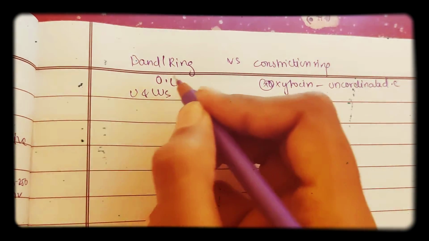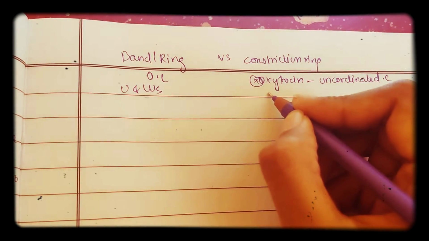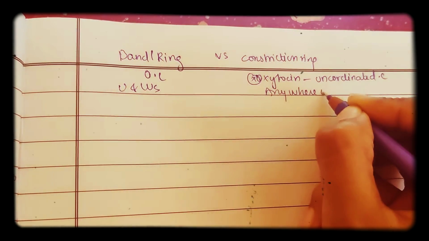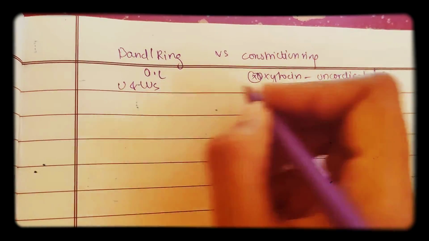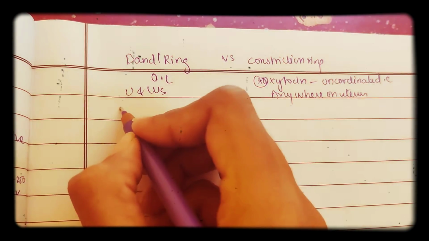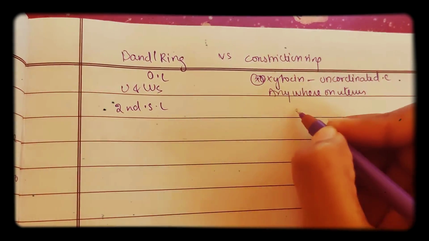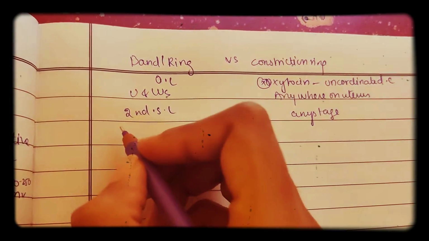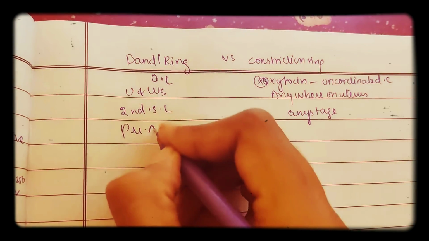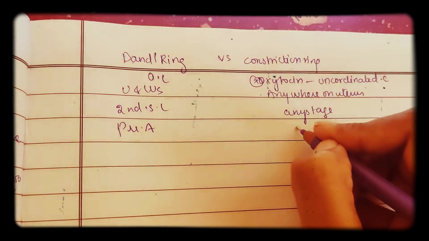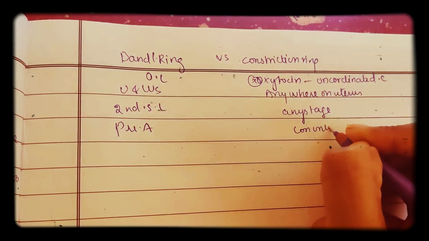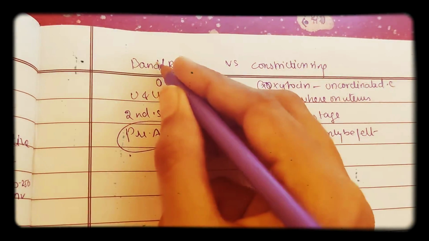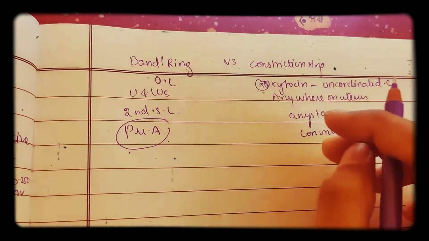The site and position of Bandl's ring is between the upper and lower uterine segments, so the position keeps on changing. The constriction ring can be anywhere on the uterus, and its position does not change. Bandl's ring is seen only in the second stage of labor, while the constriction ring is seen in any stage. Bandl's ring can be seen abdominally, while the constriction ring can only be felt, you can't see it.